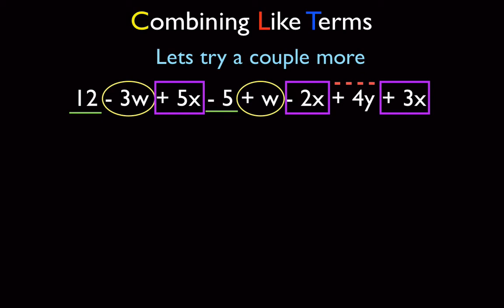Now I'm going to organize what I have, starting off with the W's. Negative 3 plus 1 is negative 2. I've got my 5x, minus 2 is 3x, plus 3 is 6x. Going along to the y's, there was only one y, so it just stays as is. And numbers, I have 12 minus 5, which is 7. So as you can see, you're just basically going piece by piece. That first step just tells us which pieces get added together.